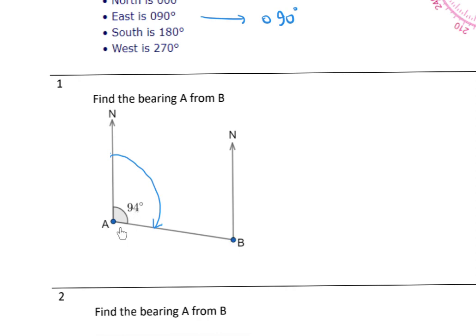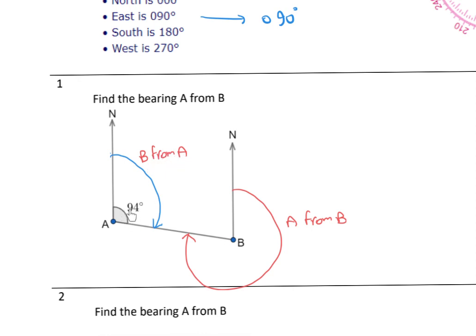Bearing A from B. Start from B and draw the north, then move clockwise till you reach A. So this is B from A, and this is A from B. When you need to find bearing A from B, draw the north at B and move clockwise till you reach A.